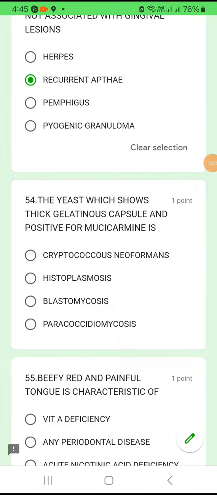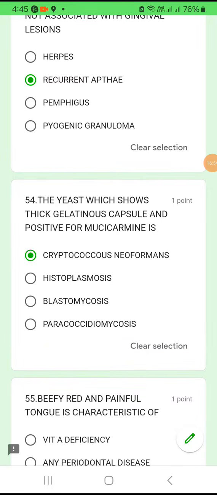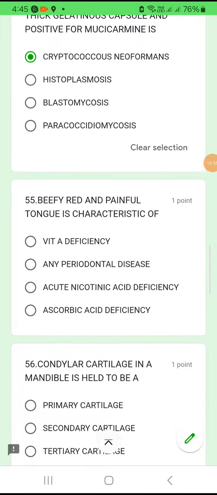Question number 54. The yeast which shows thick gelatinous capsule and positive for mucicarmine. So the yeast should have a thick gelatinous capsule. So histoplasmosis is not an answer. Blastomycosis is not an answer. Paracoccidioidomycosis is also not an answer. Thick gelatinous capsule and positive for mucicarmine: Cryptococcus neoformans. Okay, option A.